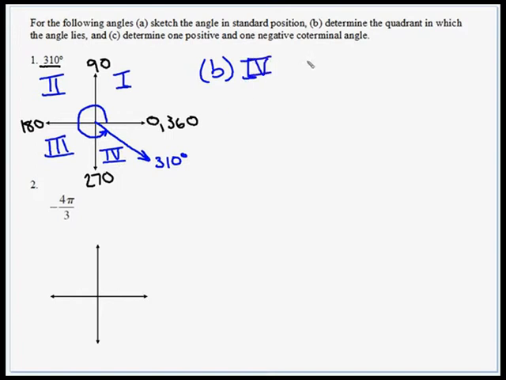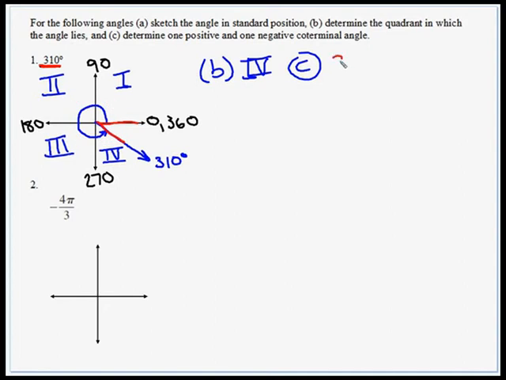In part C, we want a positive and a negative coterminal angle. So we were given 310. Let's find the positive one first. What they mean by a coterminal angle is an angle that begins and ends on the same initial side and terminal side. So here we did almost a lap around the circle to 310. Let's just add another lap to it. Let's go around the circle one more time.